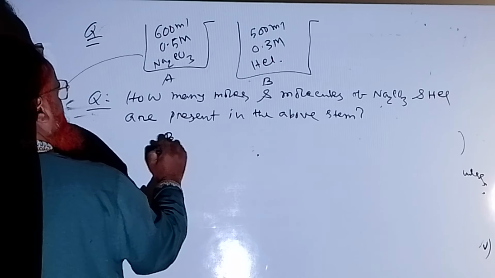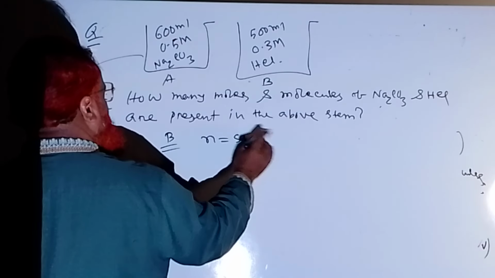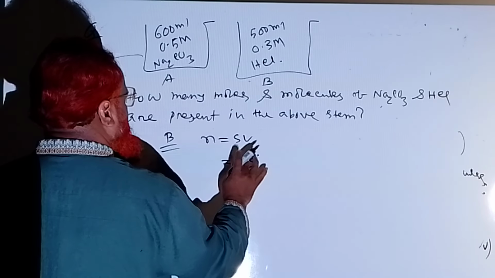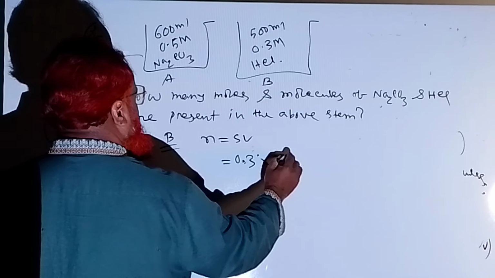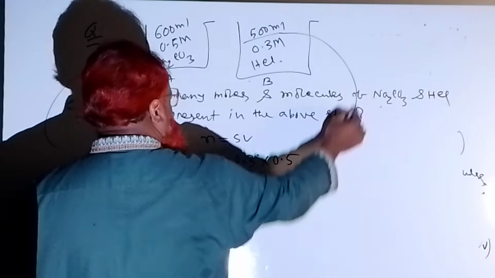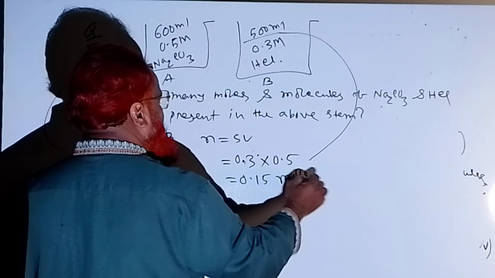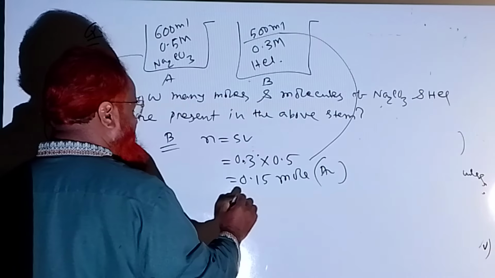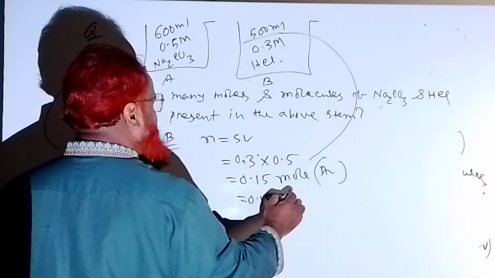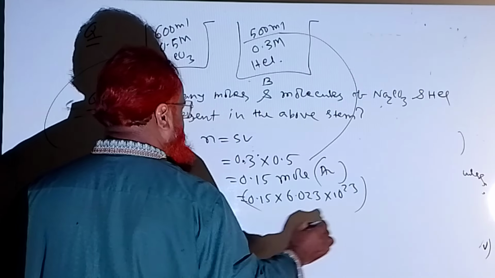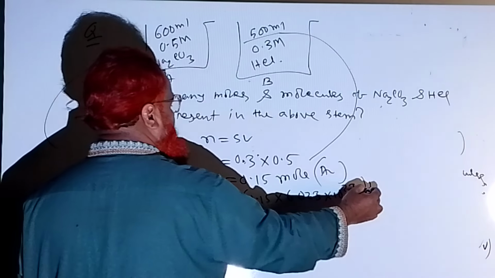Similarly, the second question we can do. For B, N equal to S into V. Now we can do it in the shortcut way, 0.3 into 0.5, because 500 ml in liter is 0.5, so 0.15 mole. So the mole answer is here. Now, the molecule number is 0.15 multiplied by Avogadro's number 6.023 into 10 to the power 23. So it will make the final answer, in molecules. Okay.